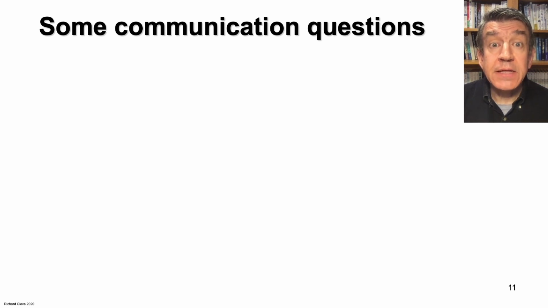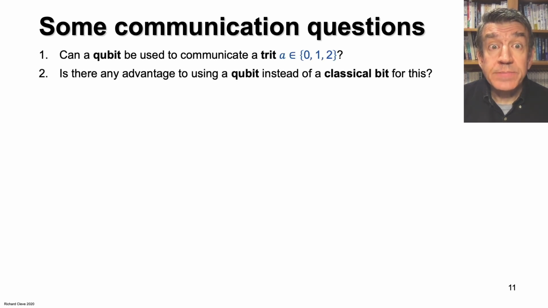Let's devise a clear question about storing information that we can analyze. A qubit can obviously store a bit, representing 0 as ket 0 and 1 as ket 1. But suppose that we wanted to use it to store more information than a bit. The smallest upgrade we could ask for is to store a trit, which is an element of a set of size 3, say the set containing 0, 1, and 2. Can a qubit store a trit?